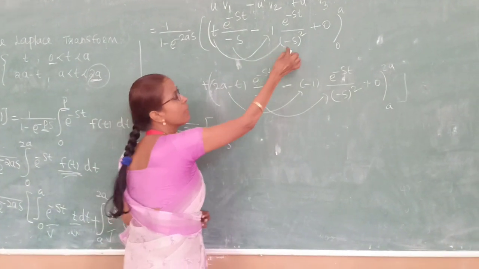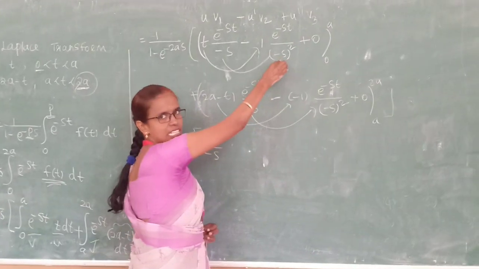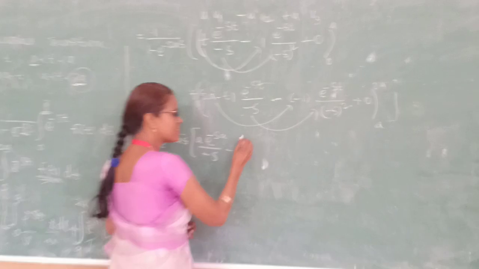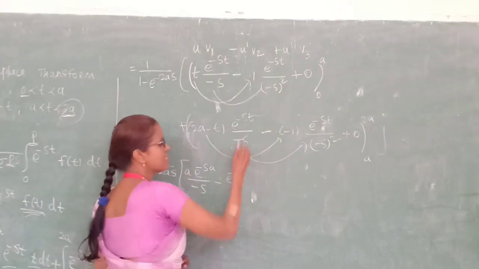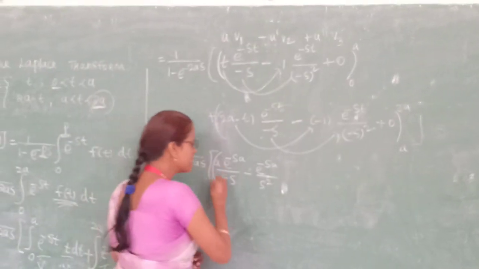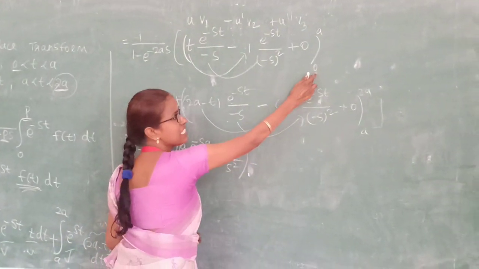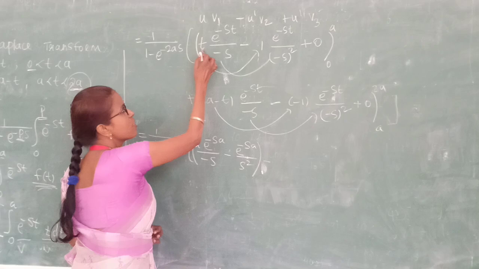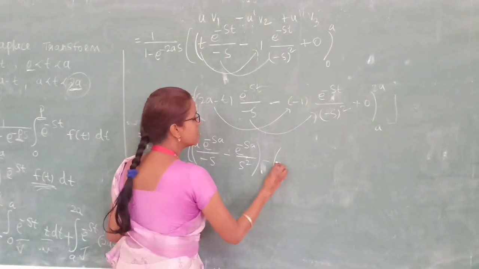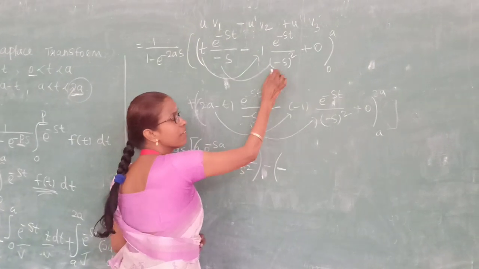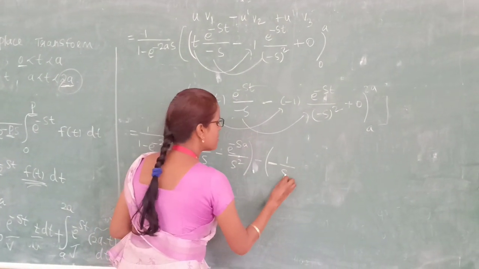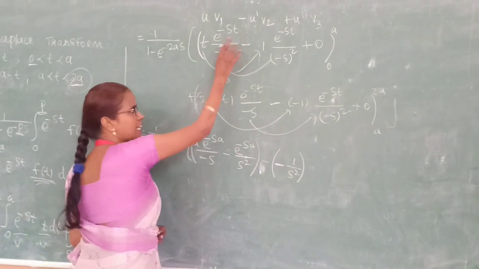Go for the next term. Minus s a whole square becomes plus s square. Then minus e power minus s, replace t as a, then by s square. This is the upper limit. Then minus the lower limit: replace t as 0. Zero into anything is 0, and in the second term this minus becomes plus, and e power 0 is 1. So finally we get 1 by s square. The first bracket is over.